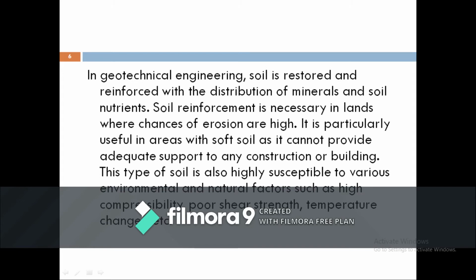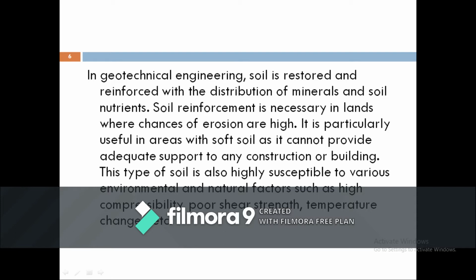In geotechnical engineering, soil is restored and reinforced with the distribution of minerals and soil nutrients. So in geotechnical engineering, what is the main thing we are doing? We are increasing the properties of the soil because of the distribution of materials. What materials? Minerals and soil nutrients. How are we going to add them? We are going to add them by some methods. So here soil reinforcement is necessary in lands where chances of erosion are high. Wherever soil erosion will be taking place, over there we do soil reinforcement. It is particularly useful in areas with soft soil, as it cannot provide adequate support to any construction or building.